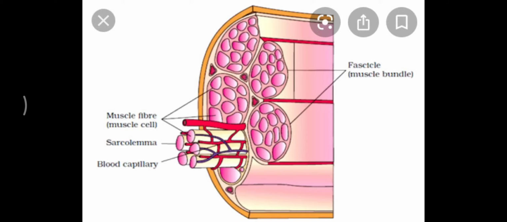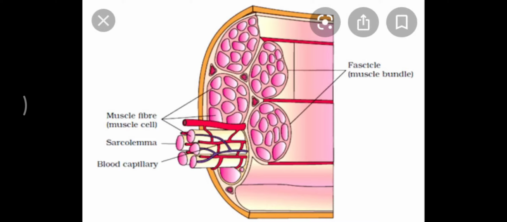In our last class, we started the lesson locomotion and movement, and we discussed the general introductory part with the different types of muscles that are present in your body. And now in today's class, we are going to deal with the detailed account of the structure of skeletal muscles. The skeletal muscles are attached to bones and they are responsible for body movements. So now let us see the internal structure of the skeletal muscles.